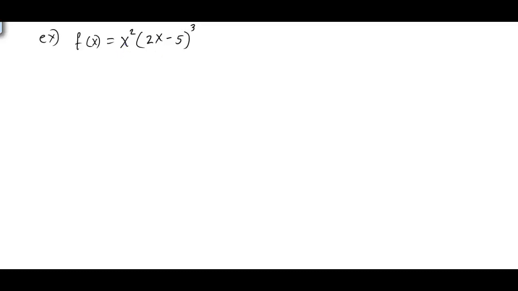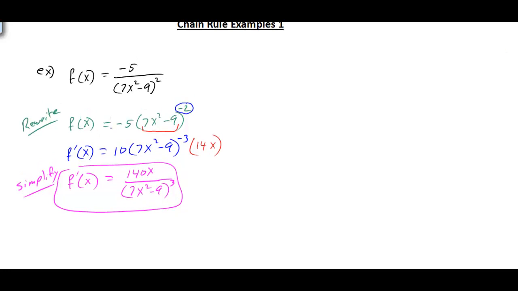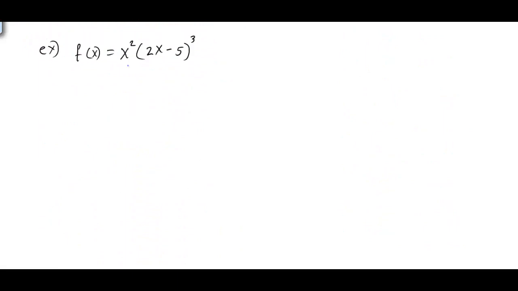But also out front here, we have this x squared. Now, if you notice, that's a little different than what we had up here. When we took this problem up here and we ended up rewriting it as negative 5 times 7x squared minus 9, the negative 5 out front is a constant multiplier. But in this example, we're not multiplying by a constant multiplier, we're multiplying by an x squared. So this problem is actually going to require us to use the product rule.